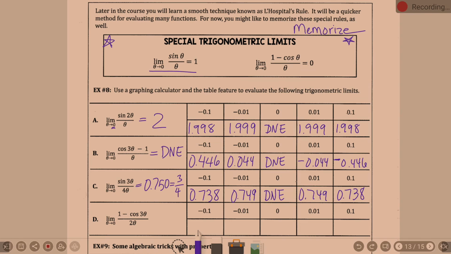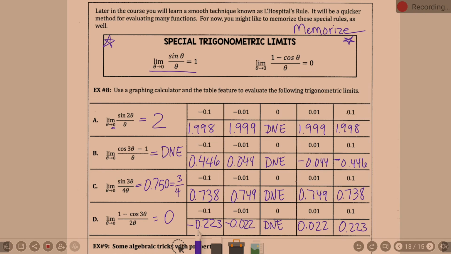Now, negative 0.223, negative 0.022, D and E, positive 0.022, and 0.223. This one does lead to 0. The reason this one does go to 0 is the order fits, because those 3 and 2 aren't going to actually end up mattering.